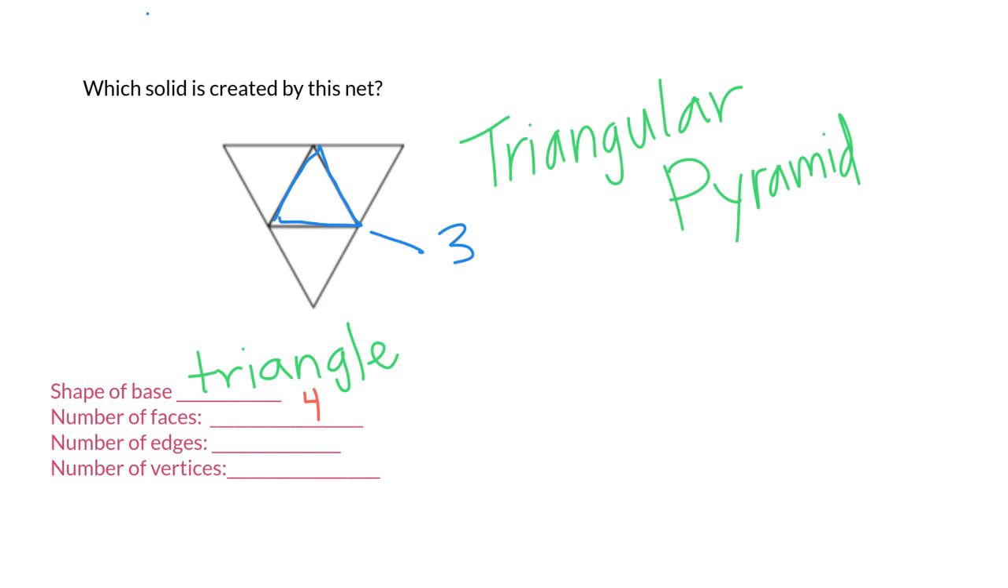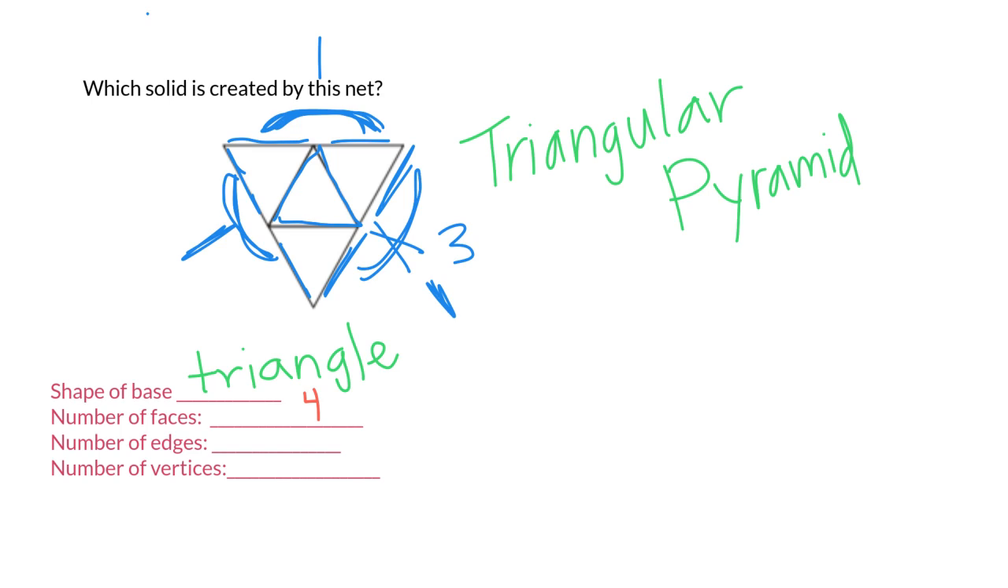Now we can't count this and this, because when we fold these up, these 2 lines are actually going to meet to form one edge. And this line, these are going to fold up and meet, and they are going to form one edge. And this line are going to fold up and meet, and they're going to form one more edge. So we have a total of 3 and 3 for a total of 6 edges.